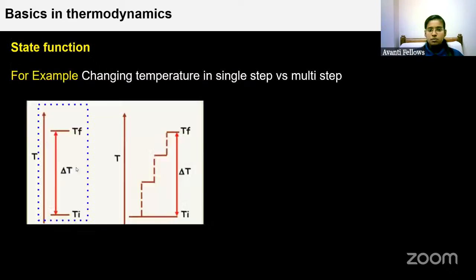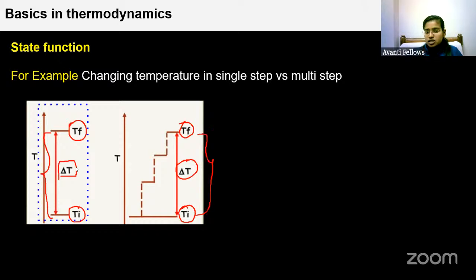I will show you an example. Here, for example, changing temperature in a single step versus multiple steps is given. So here you see, this is one path. This is the initial temperature and this is the final temperature and the change is delta T. It is going in a straight manner. And here you see, it is taking 3 steps. The reaction is taking 3 steps to get completed. So this is the initial point, this is the final point, this is delta T. The delta T is the same for both.